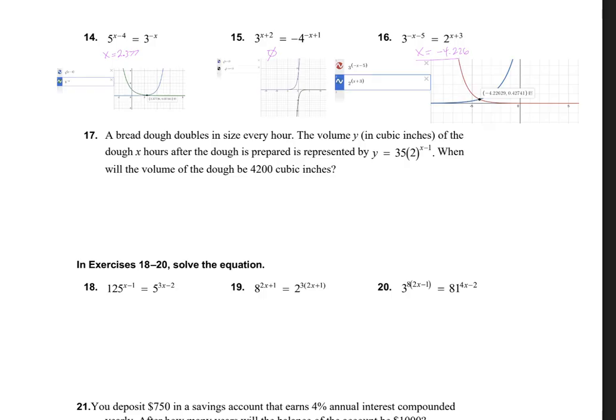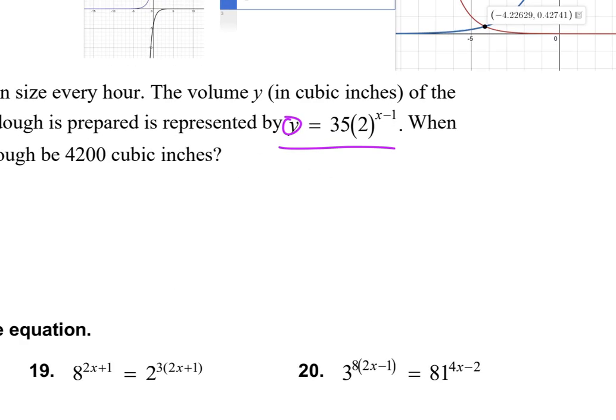Sweet, a bread problem. A bread dough doubles in size every hour. The volume y in cubic inches of the dough, x hours after the dough is prepared, is represented by this. When will the volume of the dough be 4,200?